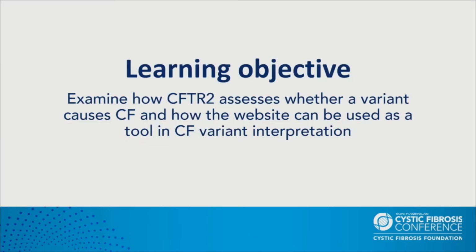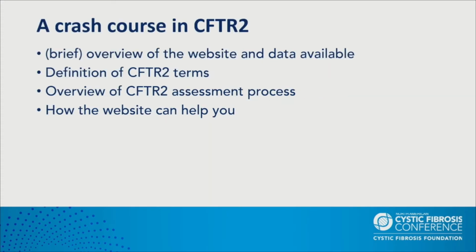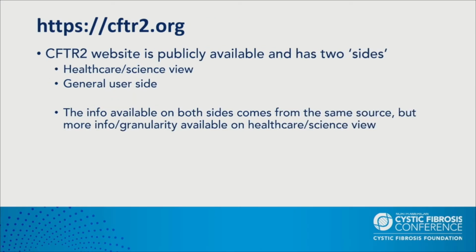So my learning objective today is the second one in our list, and to examine how CFTR2 assesses whether a variant causes CF and how the website can be used as a tool in your toolbox. And so I'll start with just a very, very brief overview of the CFTR2 website and remind everybody in about one sentence what the project is. Go through our definitions of terms and then our assessment process and talk about how that can help you in your practice.